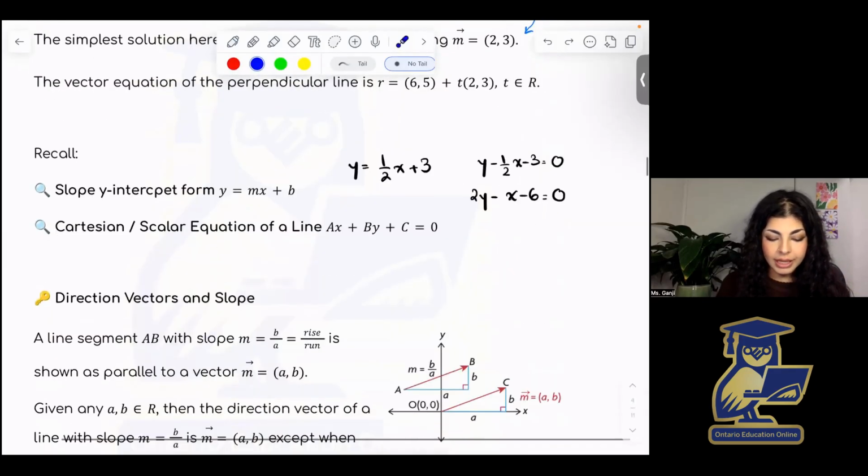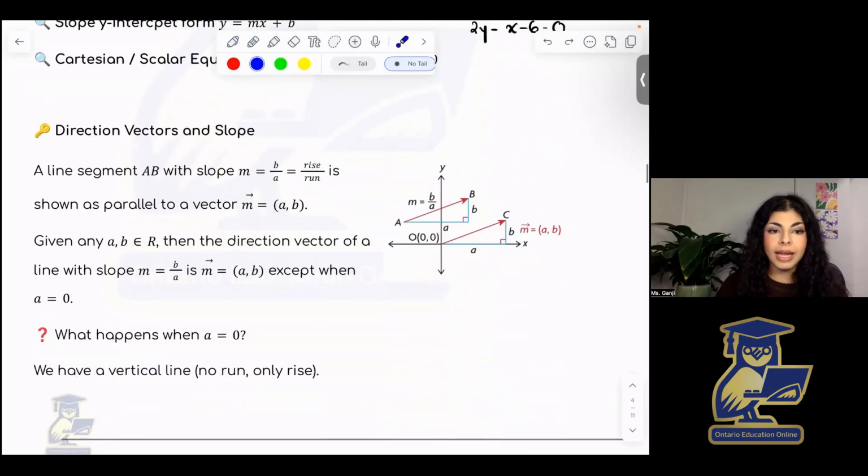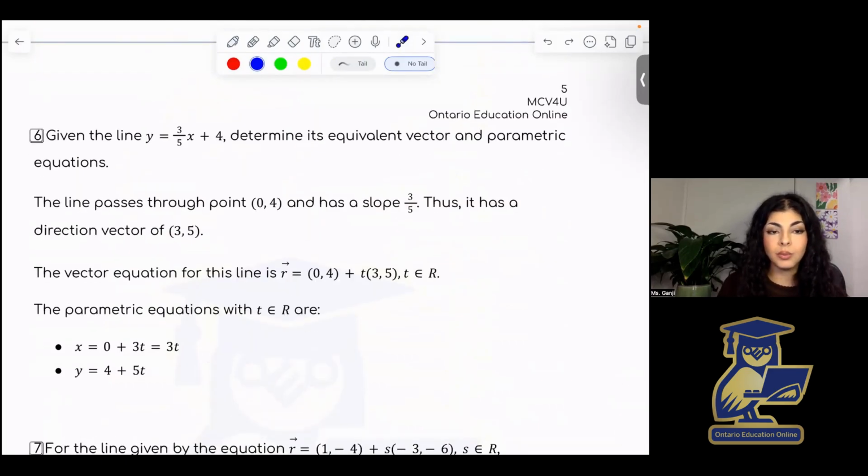Now let's look at another example. Here we have the line, and again, this is y-intercept form. y equals 3 over 5x plus 4. So our slope here is 3 over 5. And we're asked to determine the vector and parametric equations.